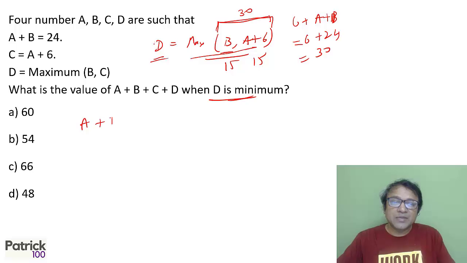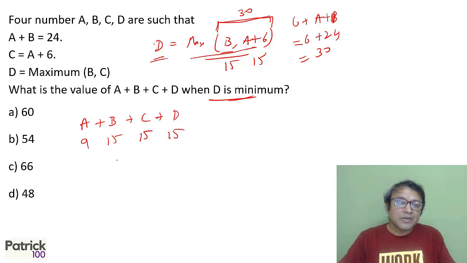So when I say A plus B plus C plus D, B is 15, C will also be 15, A will be 15 minus 6, which is 9, and D will also be 15. If you add it up, you will get the value as 54, B option. 45 plus 9, 54.